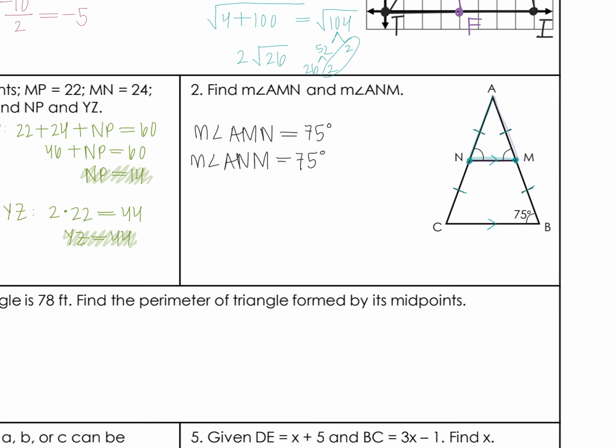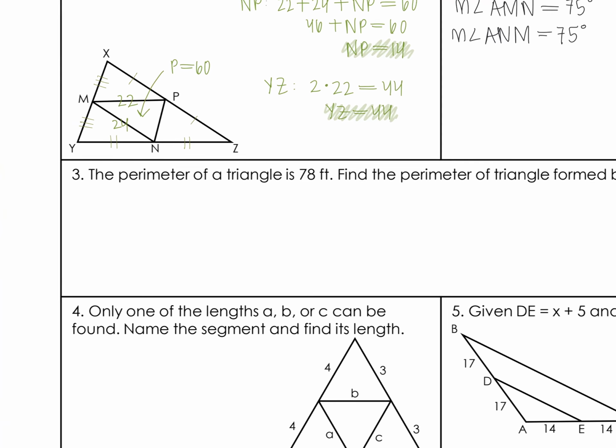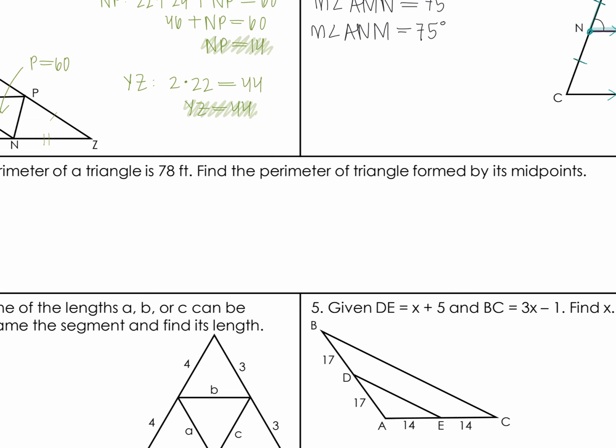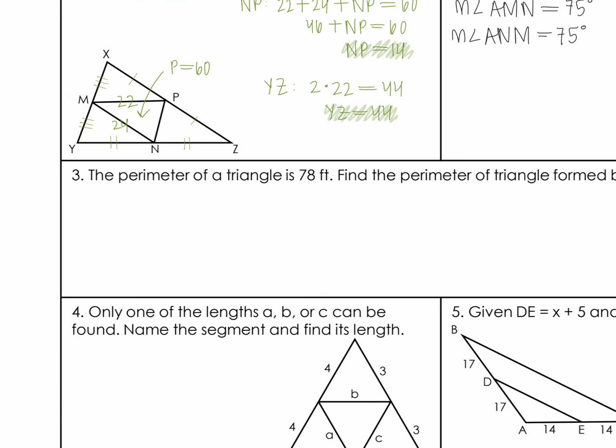Okay, so moving into number 3. In number 3, we are told the perimeter of a triangle is 78 feet. Find the perimeter of a triangle formed by its midpoints. Okay, so for this, I'm going to just draw a quick visual of a triangle. Okay, and so for this triangle here, I'm going to let my sides be X, Y, and Z.